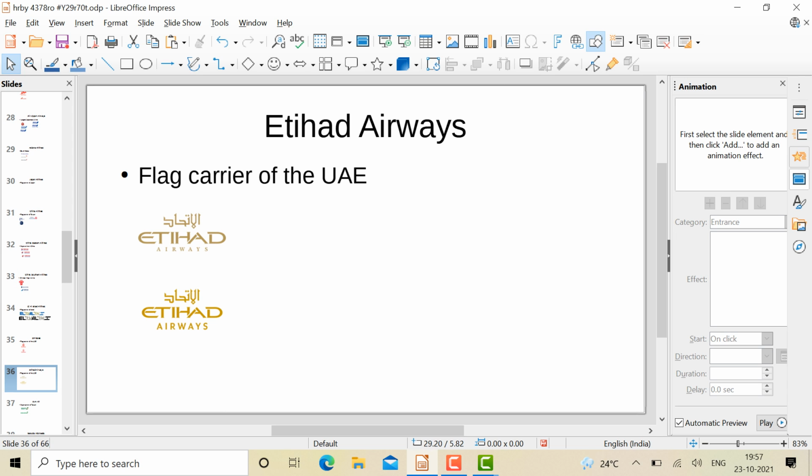Then we have Etihad Airways, the flag carrier of the UAE. The name was written in Arabic while Etihad Airways was still there. The color was changed to what looked like more of a golden. Then the font of Airways was changed in the current livery.